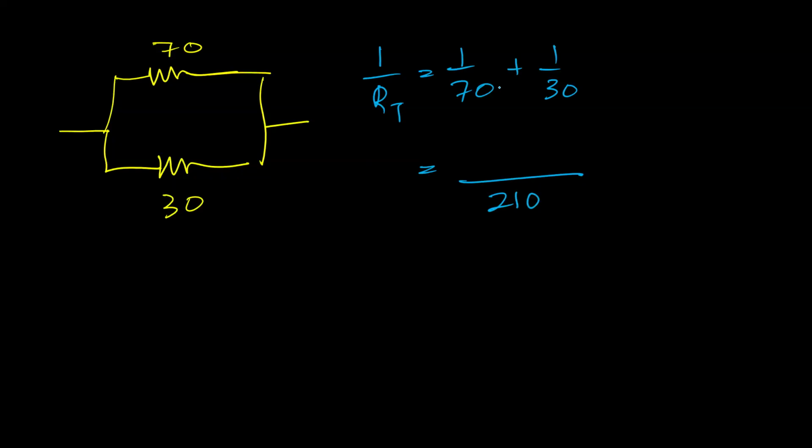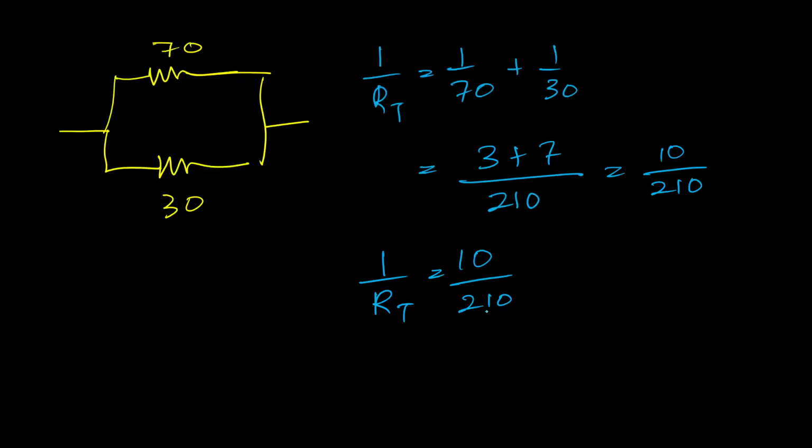Because 70 into 3 is 210, and 30 into 7 is 210. So here the upper part will be 3 plus 7, so you will get the answer 10 over 210. That is, 1 over R total is 10 over 210. Then to find the R total, you take the reciprocal: 210 over 10. The 0 and 0 will get cut. The answer is 21. Or else you can use the cross multiplication method and also get it.